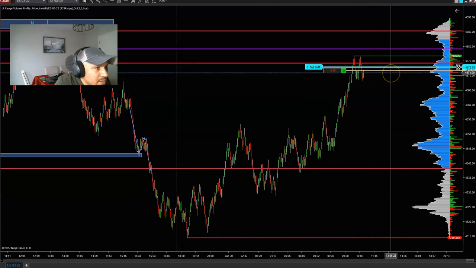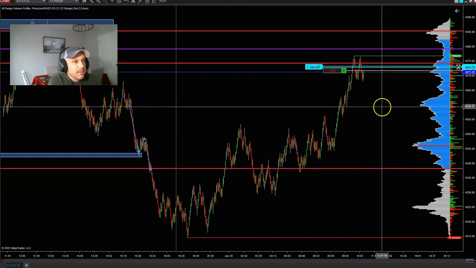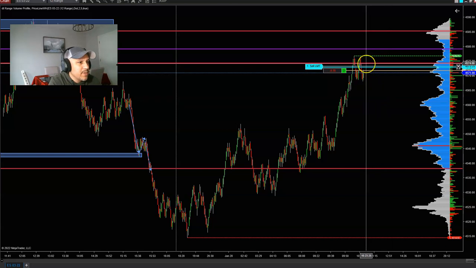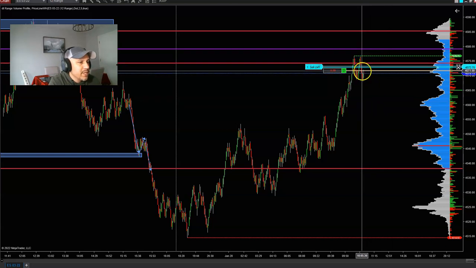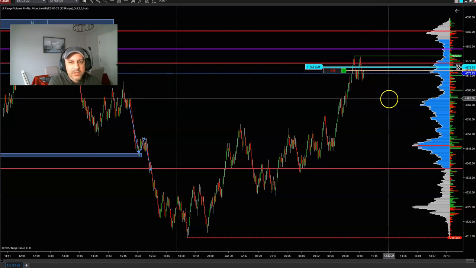One second, guys. I am looking for price to push up and test this area here, pretty much where this red line is, somewhere in that area, where I have my TP at and the red line there. So we'll see what happens here.